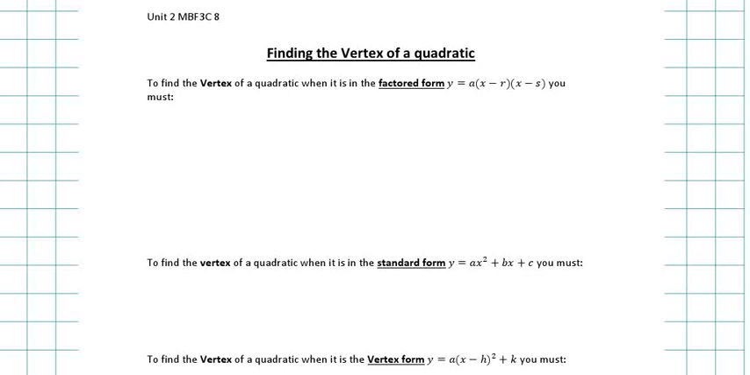So, the last lesson of quadratics. Okay, so today we are going to find the vertex. Finding the vertex if we have vertex form is easy. Finding the vertex if we have factored form is somewhat easy. Finding the vertex if we have standard form is not that easy.